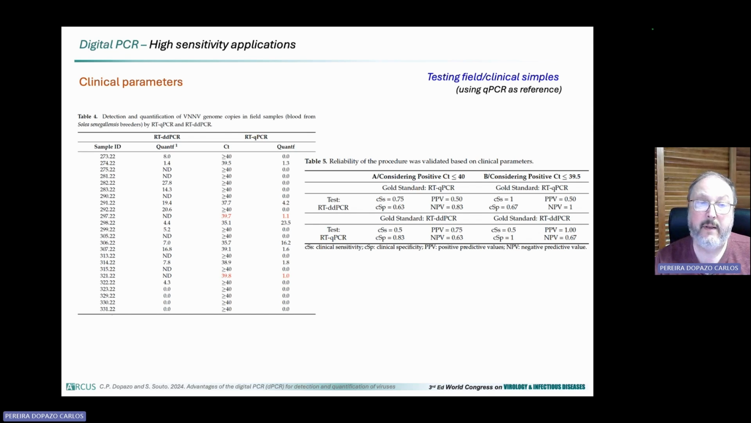As in this example for beta nodavirus, we could demonstrate that our digital PCR procedure had a 100% sensitivity against the qPCR, and when comparing it the other way around, we demonstrated that qPCR was able to detect only 50% of the positive samples. So this is just to demonstrate that digital PCR is much better for diagnosis than qPCR.